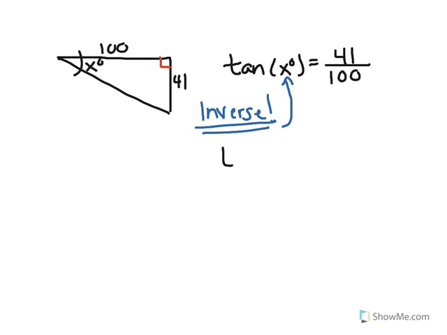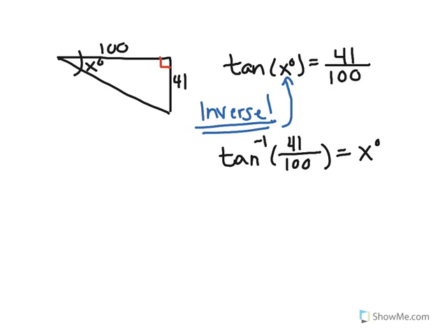Now, the way that it looks is it looks like a little exponent. And I read it like this: the inverse tangent of whatever ratio that we have, 41 over 100, will give us that degree measure. So that's what inverse helps us to do.